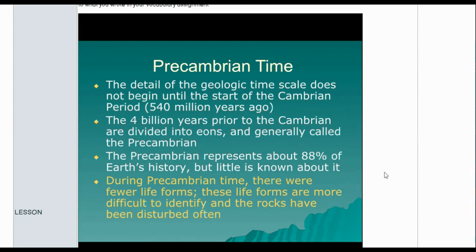So most of Earth's history is in this Precambrian time. There's very little of Earth's history in the current eon that we're in. During the Precambrian, we had a lot fewer life forms. They were more simple, single cellular. They were a lot harder to identify because, number one, the rocks have been disturbed more often, and number two, being single cellular primitive life forms, a lot of them were really very squishy, so they were more soft, not as much bone. The fossils didn't really keep all that well. They don't make good fossils in the first place, and with all the movement in the rocks and everything, the fossils get disturbed and destroyed.